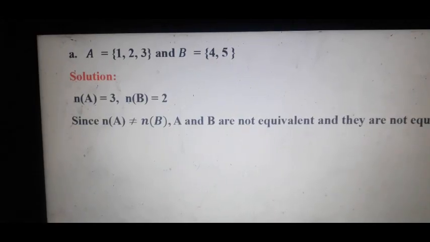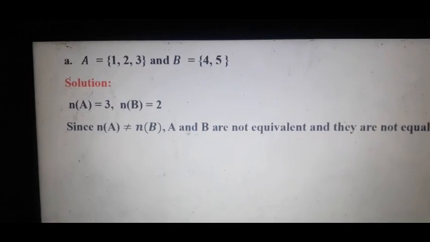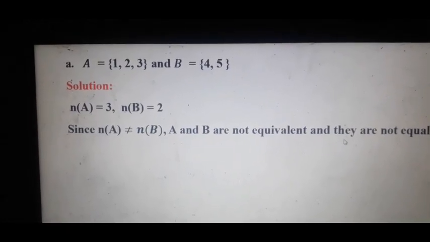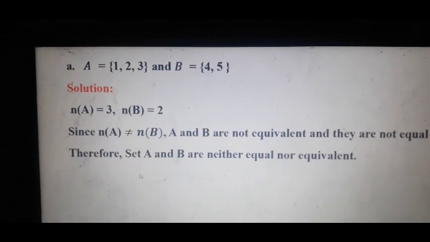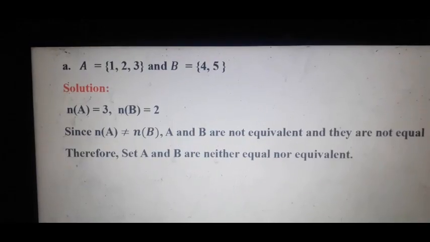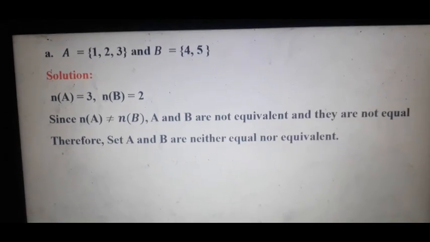Therefore, since the number of elements of A is different from the number of elements of B, A and B are not equivalent and they are not equal. So we can say that sets A and B are neither equal nor equivalent.